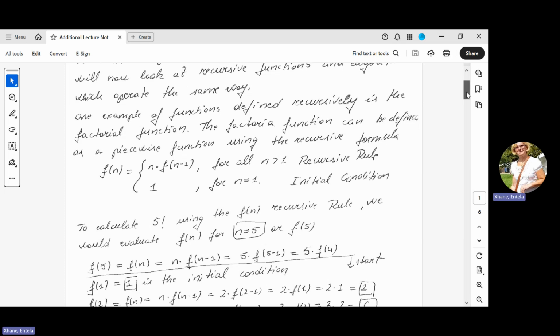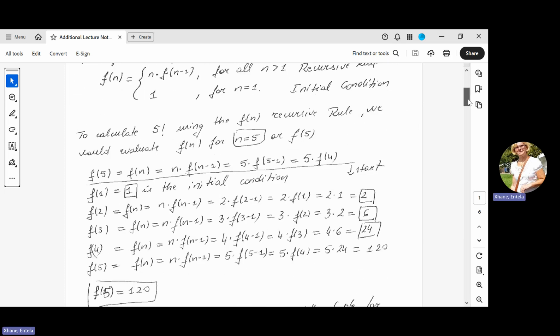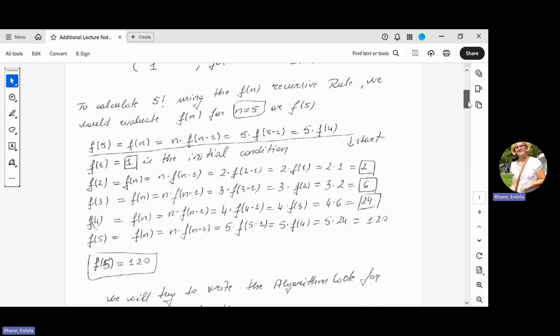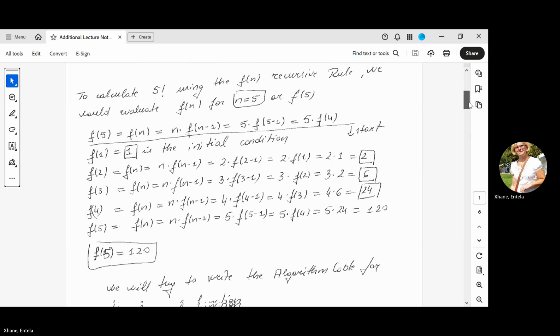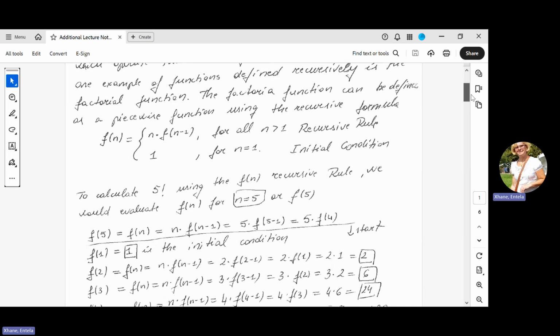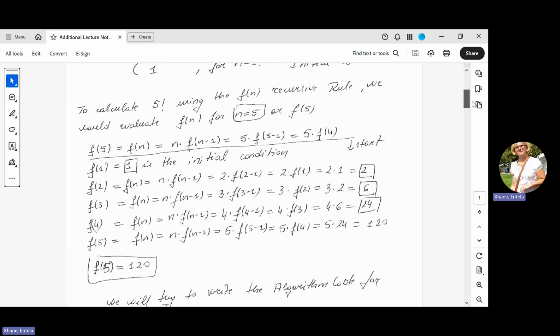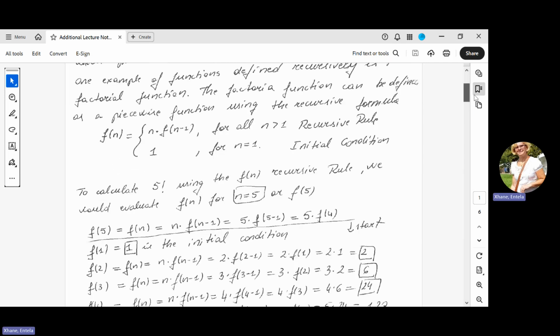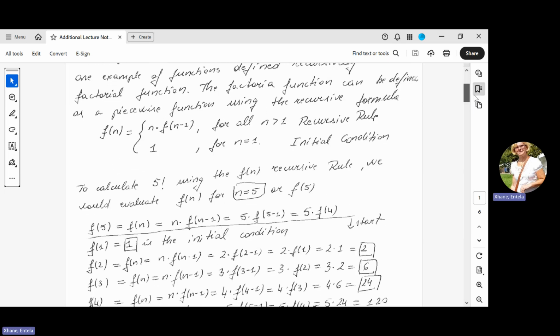So in order to understand the piecewise defined recursive formula of the factorial function, let's look at an example of using this formula to compute 5 factorial. So let's say n is 5, and then we're trying to compute, in the form of a factorial function, f of 5. So if I look at the way the function is defined, if n is 1, this is the initial condition, then f of 1 is going to be 1. But if n is greater than 1, then we have to use the recursive rule.